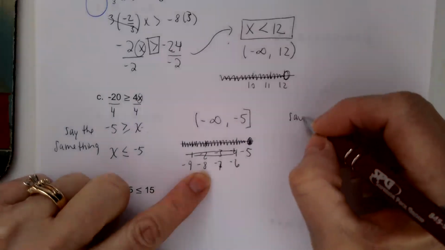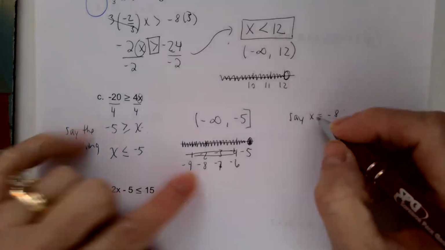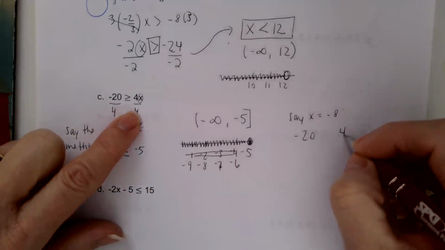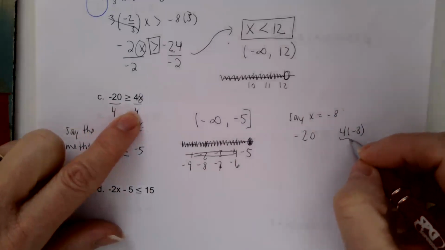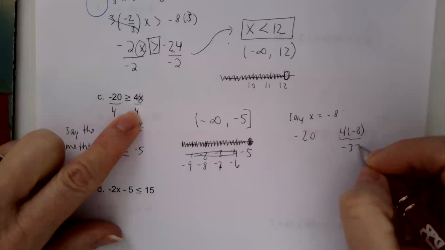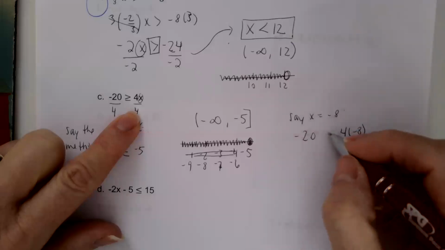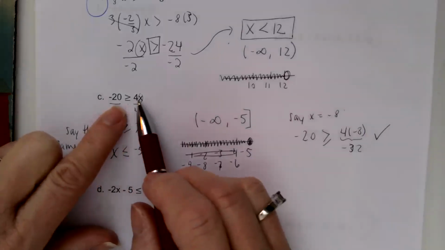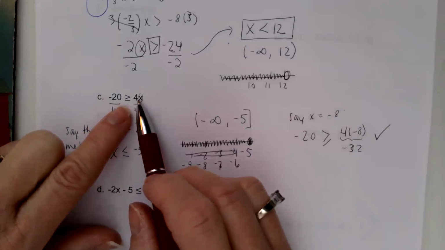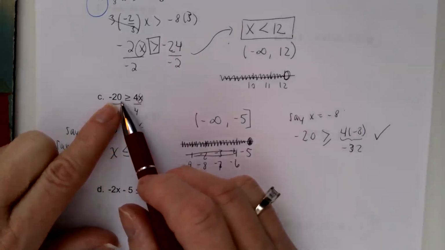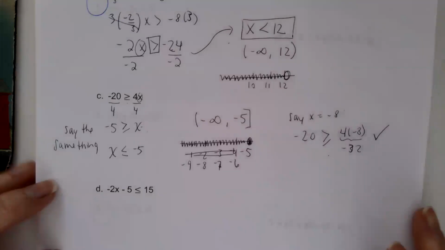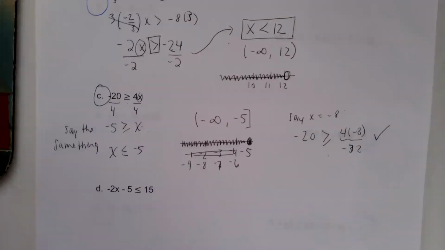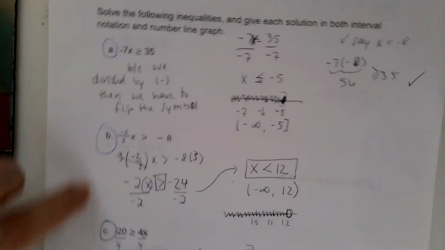So say x equals -8. In my original inequality, I would have -20, and I'm going to compare that to 4 times -8, which is -32. -20 is bigger than or equal to -32. So I'm going to give that a check mark because that's what I wanted. I wanted a value that multiplied by 4 would be less than or equal to -20. So in this video, I did A, B, and C.